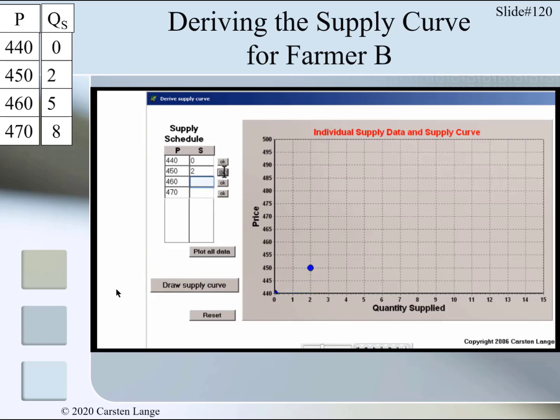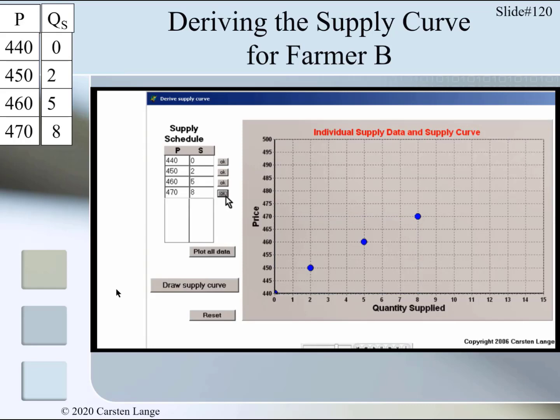If the price is 460, the supplied quantity would be 5. Type this in the diagram and click OK to plot the point. Double check if the point was plotted correctly. A price of 460 leads to a supplied quantity of 5. What if the price is 470? Then the supplied quantity would be 8. Again click OK and the point will be plotted. A price of 470 leads to a quantity supplied of 8.